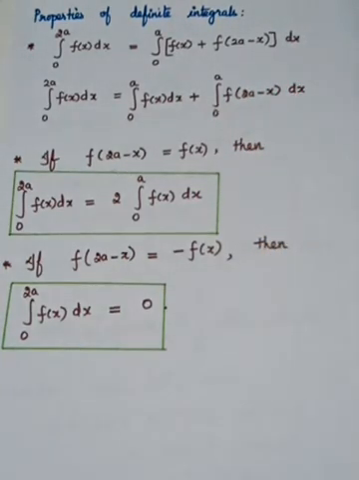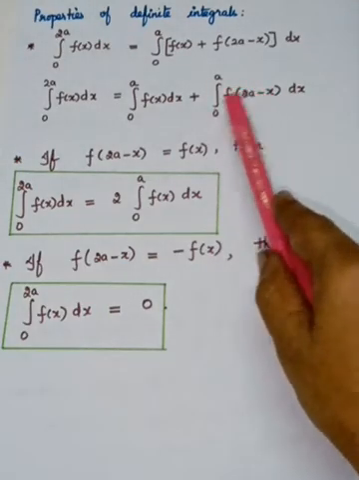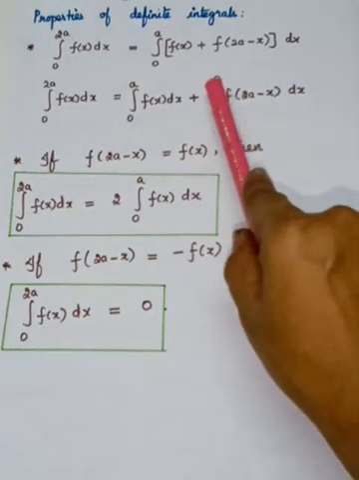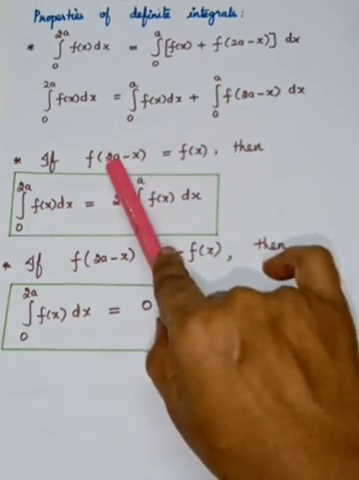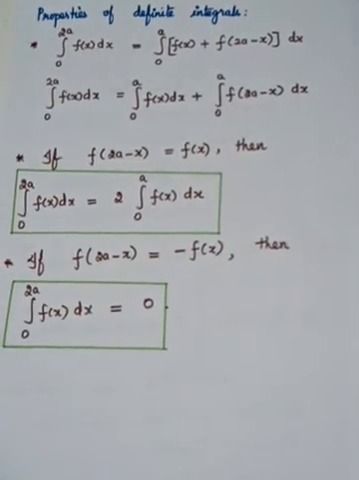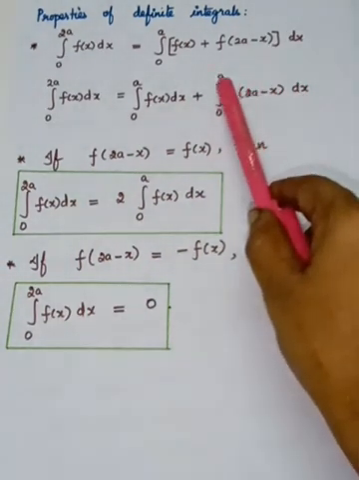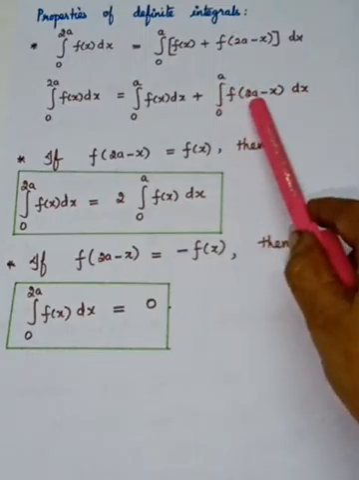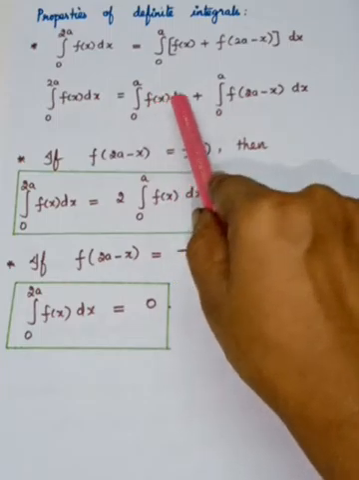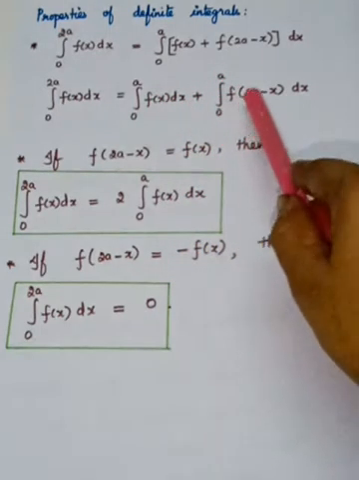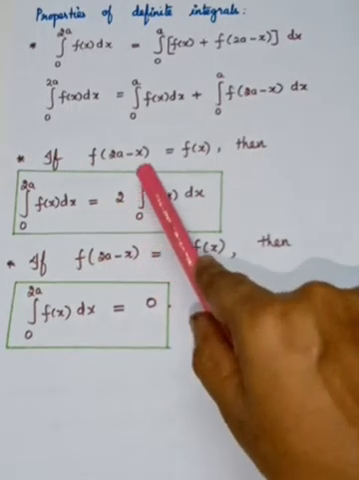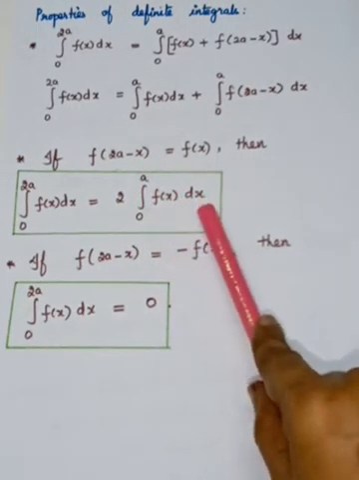So in that property, f of 2a minus x is equal to f of x means, after replacing x by 2a minus x, there is no change in the function. If it's so, instead of f of 2a minus x you can write f of x. So you will get 0 to a f of x dx plus 0 to a f of x dx. So it can be written as 2 into integral 0 to a f of x dx.